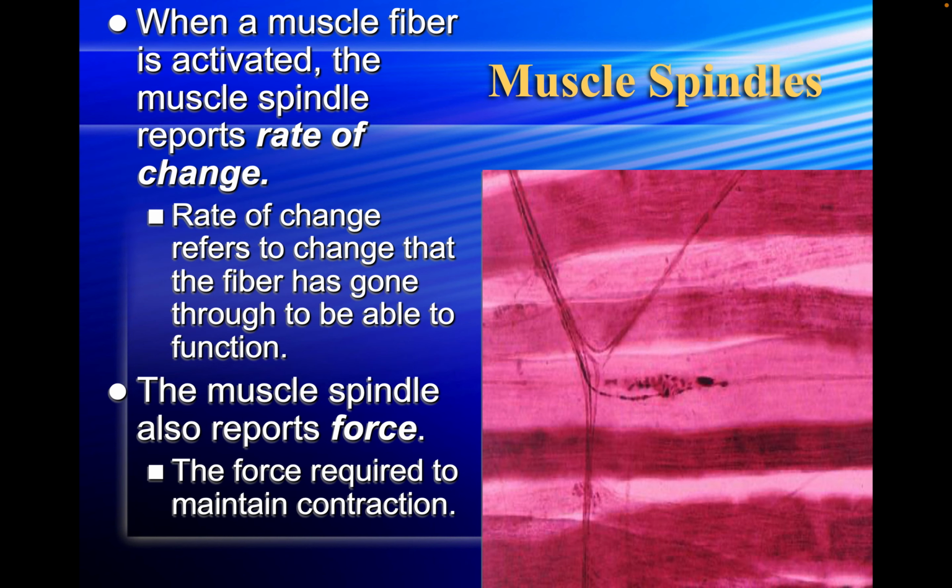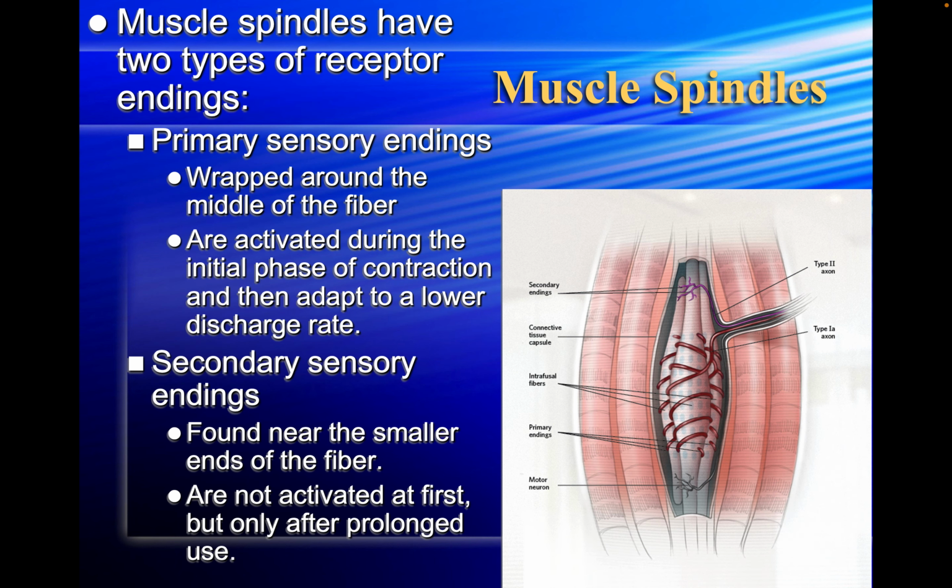When a muscle fiber is activated, the muscle spindle reports rate of change. Rate of change refers to the change the fiber has gone through to be able to function. The muscle spindle also reports force, the force required to maintain contraction. And of course, if you lift weights, you feel this every time you lift a weight. The rate of change and the amount of force that you need. And of course, as your muscles get tired, which is why you're lifting the weights, it tells you how many more reps you can do, how many more times you can lift the weight.